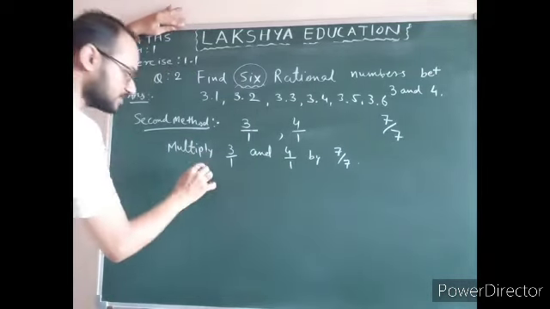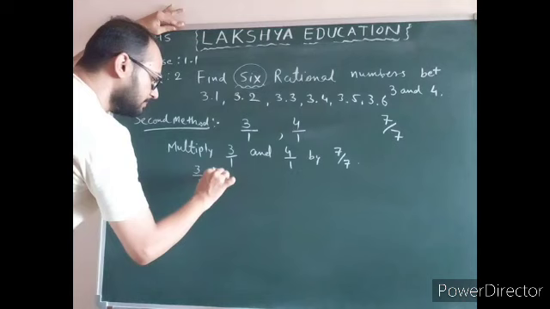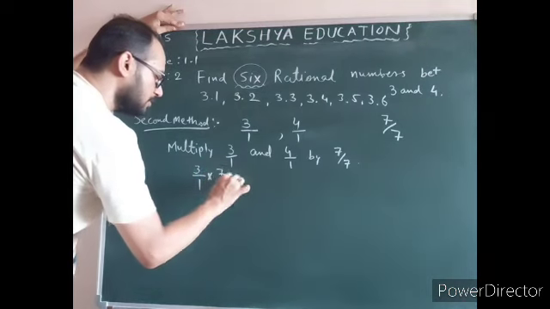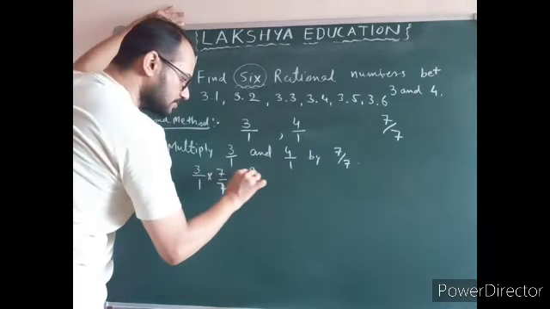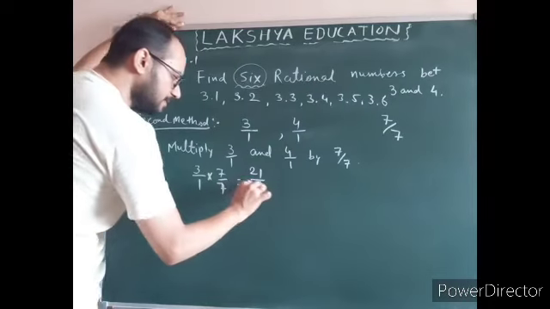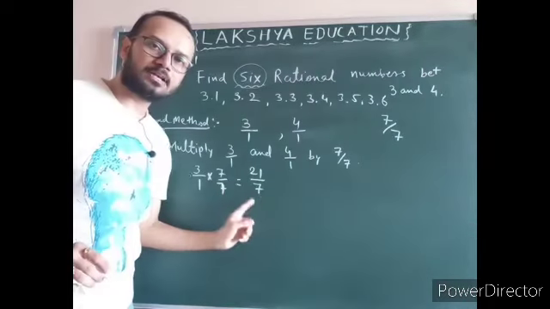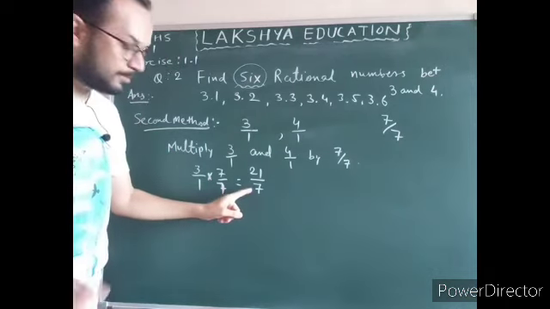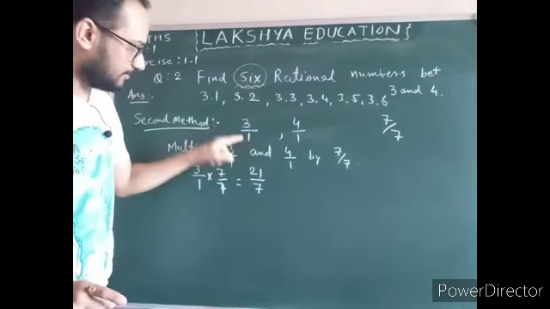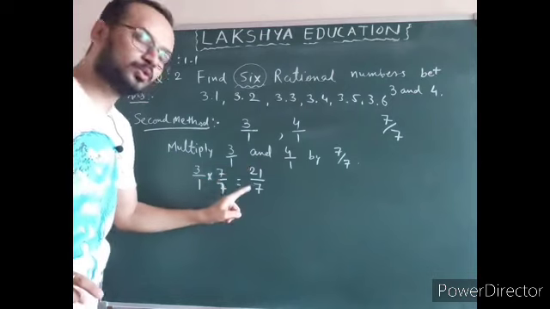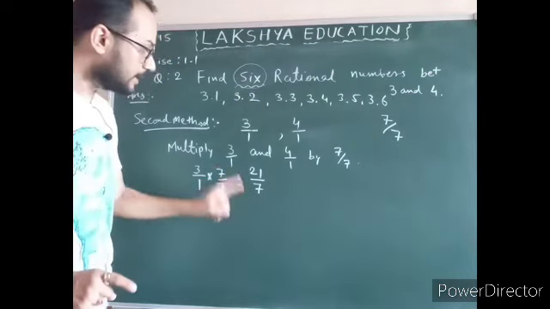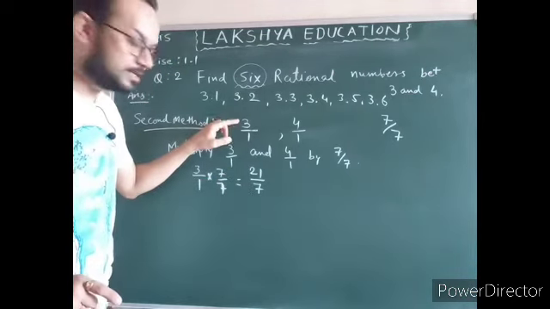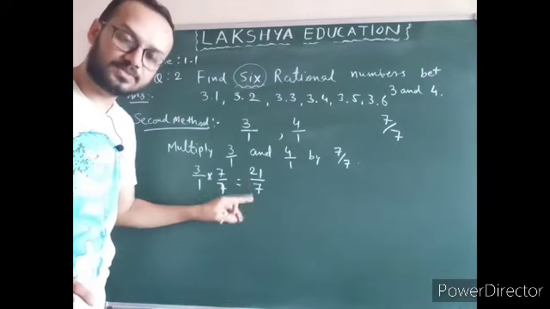If you multiply this, 3 upon 1 multiplied by 7 upon 7, what do we get? 3 into 7 is 21, and 1 into 7 is 7. We get 21 upon 7. Now what is this 21 upon 7? This 21 upon 7 is this number itself. It means 3 by 1 is equal to 21 by 7. It means you can write, in place of 3 by 1, 21 upon 7.